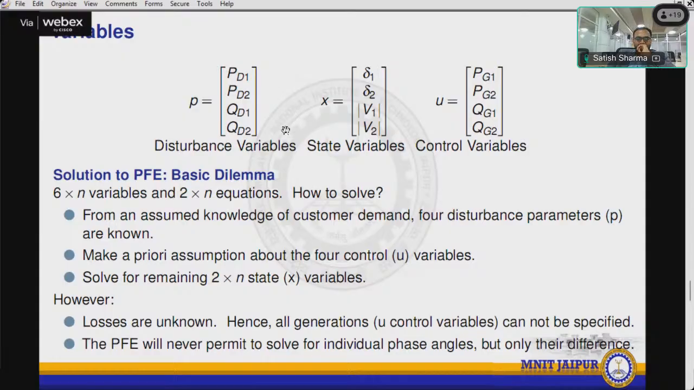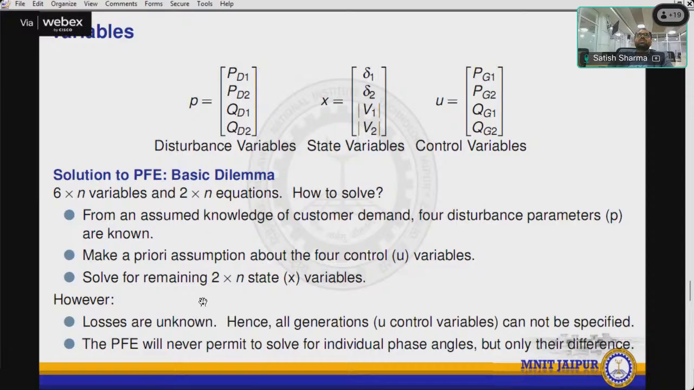So apart from that, we can assume that customer demand is known, so let's say these PD and QD are known. Still, if we see, these variables are left with us. Even if we assume that PD and QD are known, respectively we can calculate that this much PG and QG should be there, and we can make an assumption, and then we solve these four variables. Then we can easily solve it.